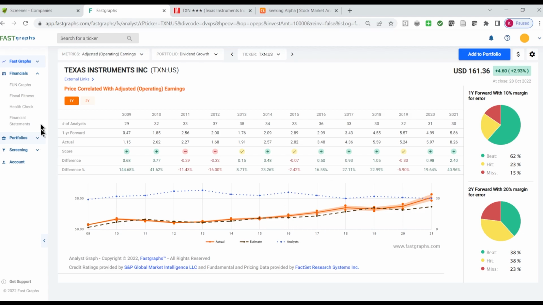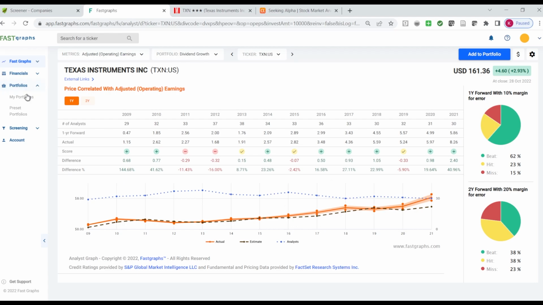There are some other functions in here that I don't use much. There's their financials, and there's a screener in here as well that I do use from time to time. It's got different criteria than what's in Simply Safe Dividends, so that to me is a helpful tool.